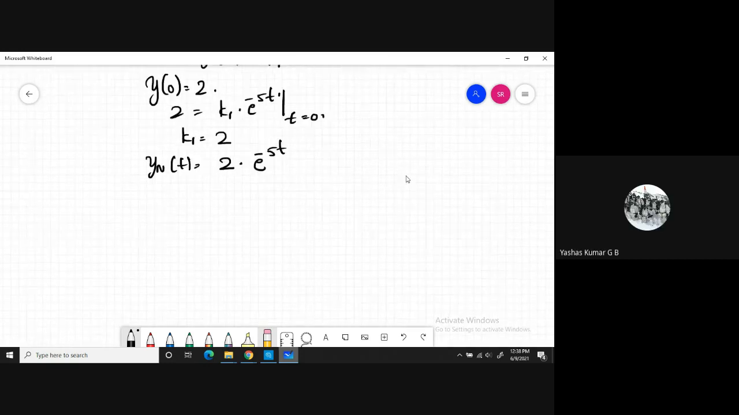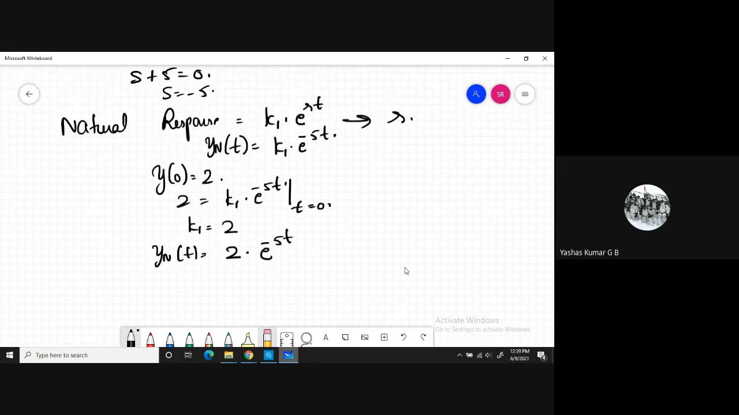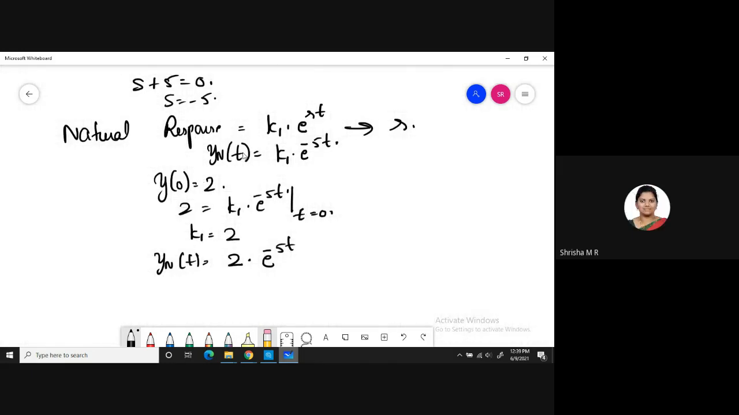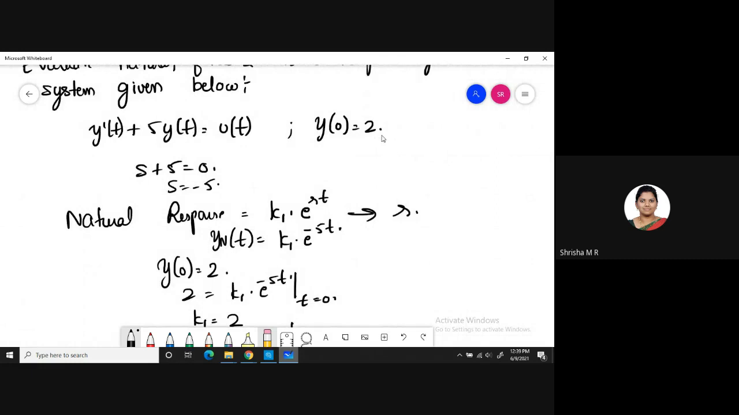Yes, ma'am. Y of 0 and yn of 0 are same, ma'am. Yeah, we are substituting t is equal to 0. That's all. Initial condition is y of 0 is equal to 2.